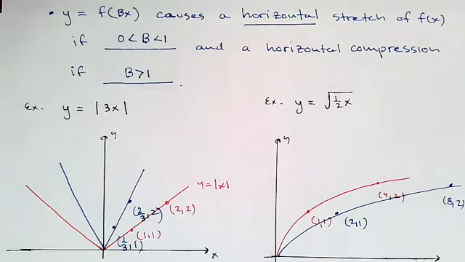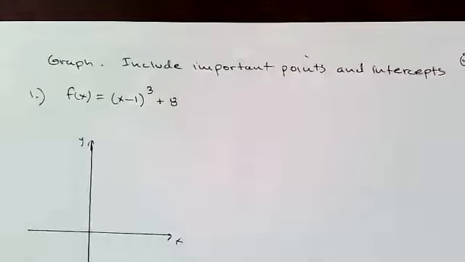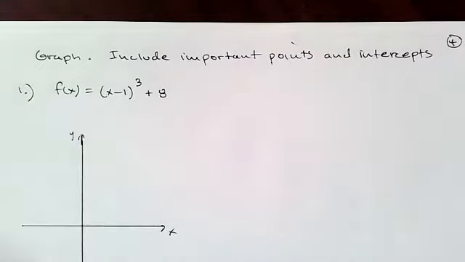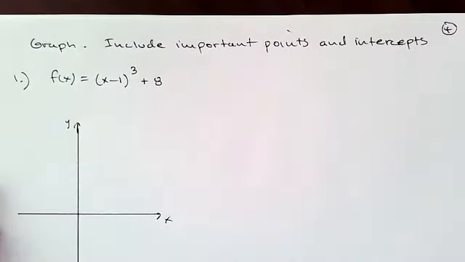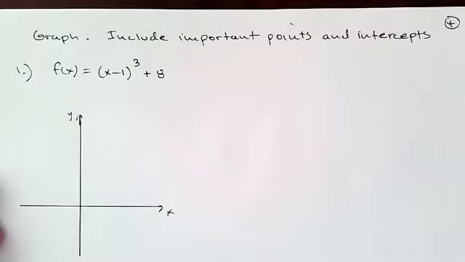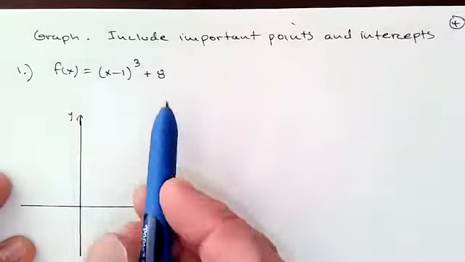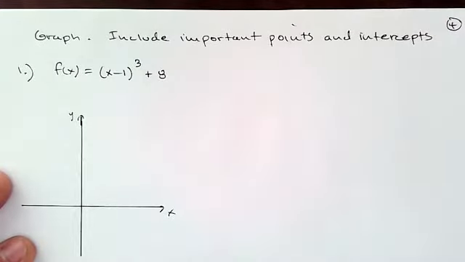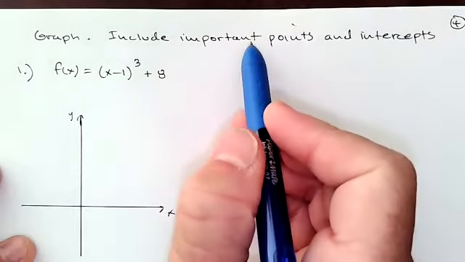Okay, so actually that's everything that we do with transformations. You can reflect your graph, you can translate your graph, and then you can stretch or compress it, both vertically and horizontally. So now let's practice graphing, getting an accurate sketch with these transformations. And this time we will find intercepts as well as important points.